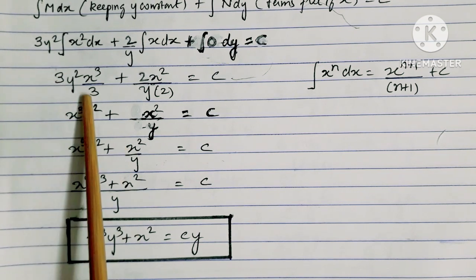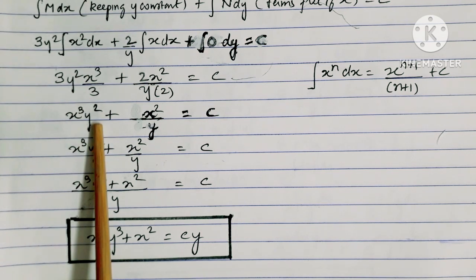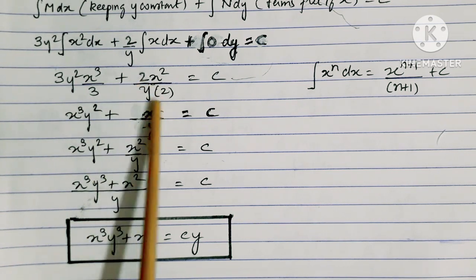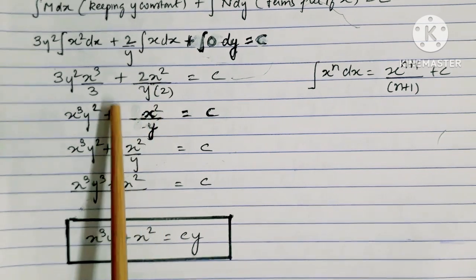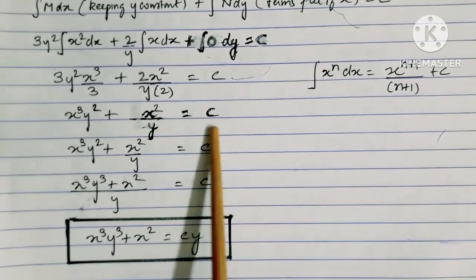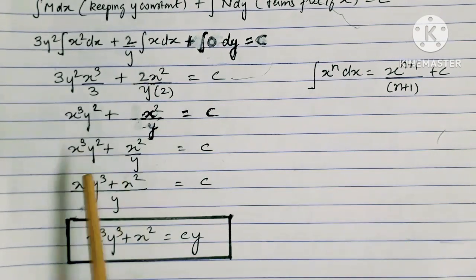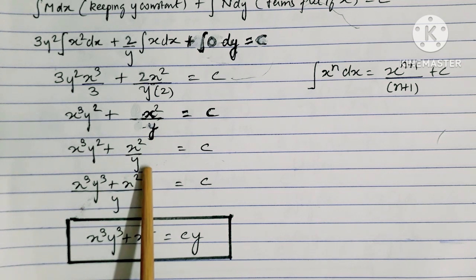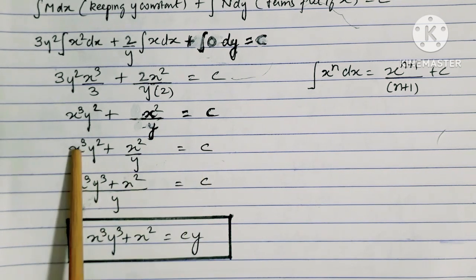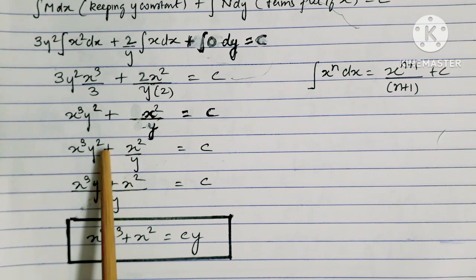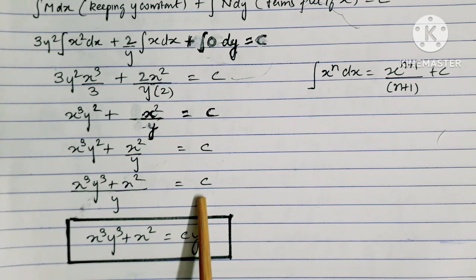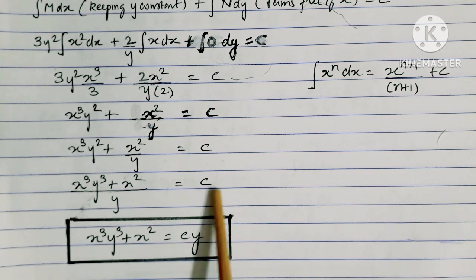Now, the 3 would cancel out each other in the numerator and the denominator. So, this would be x cube y square. Now, here the 2 will cancel out each other in the numerator and the denominator. So, this would be plus x square upon y is equal to c. So, this is x cube y square plus x square upon y is equal to c. Now, taking the LCM, this would be x cube y cube plus x square upon y is equal to c. And now we can write this as x cube y cube plus x square is equal to cy. And this is the solution to the given differential equation.